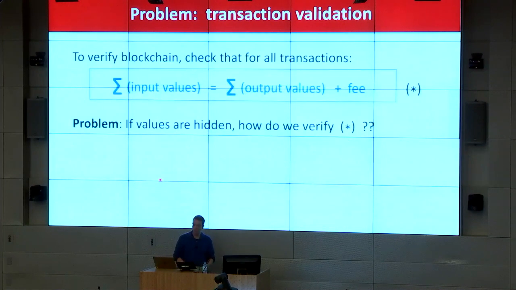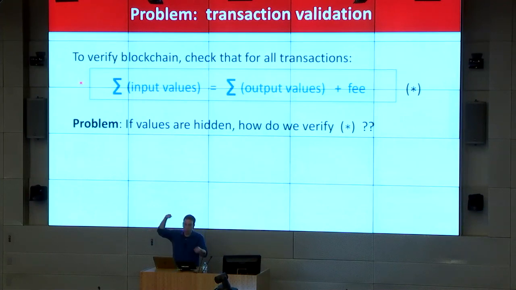The serious problem is that now you can no longer verify that the transaction is valid. So let's think about what it means to verify that the transaction is valid. Well, a transaction is valid, of course, if the UTXOs are unspent, the UTXOs are fresh. That we can still verify. But the sum of the inputs has to be equal to the sum of the outputs plus the fee. This is a fundamental equality that has to hold for every single transaction. If you can't verify that, then we can't tell whether the transactions are valid.